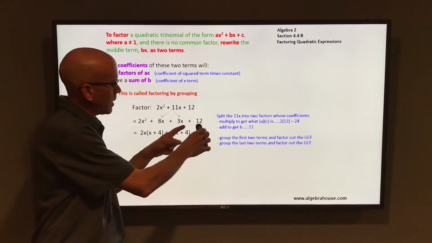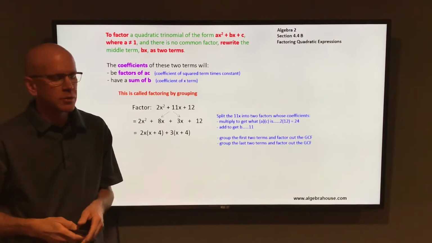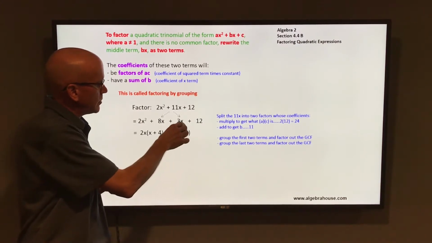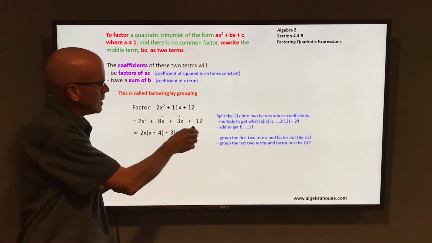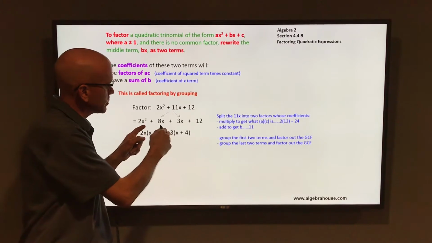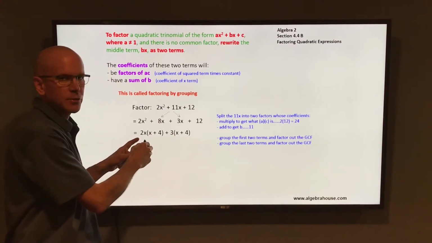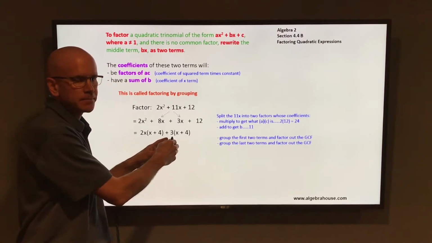Then again, group the last two terms together, the 3x and the 12, and factor out the common factor there, which is 3. If you divide each term by 3, 3x divided by 3 is x, and 12 divided by 3 is 4. So we grouped the first two terms together and factored out a common factor of 2x. We grouped the last two terms together and factored out a common factor of 3.